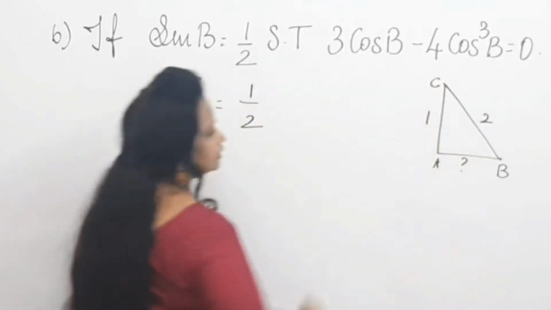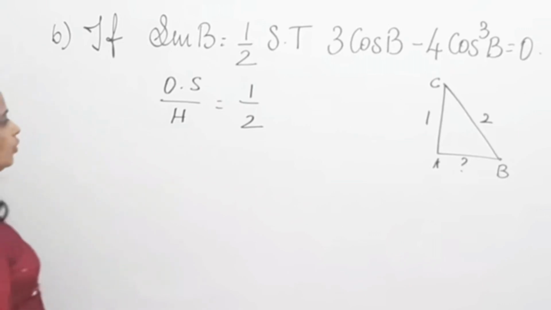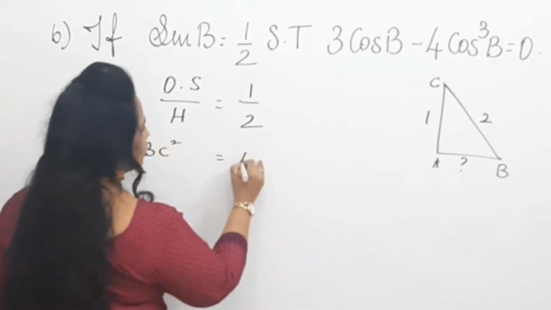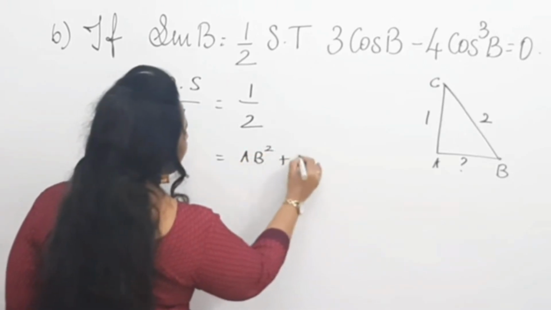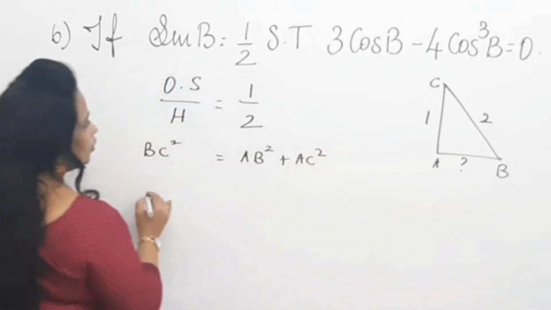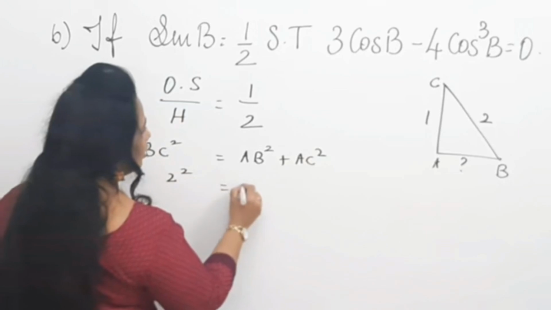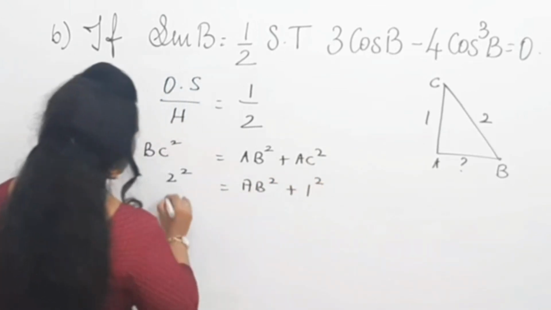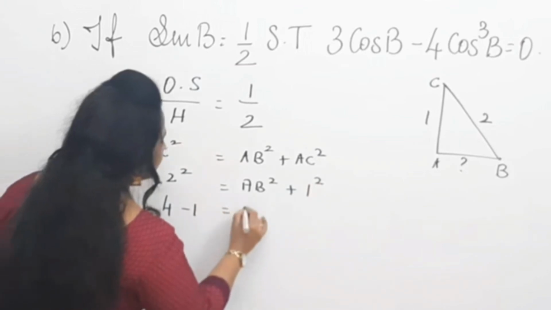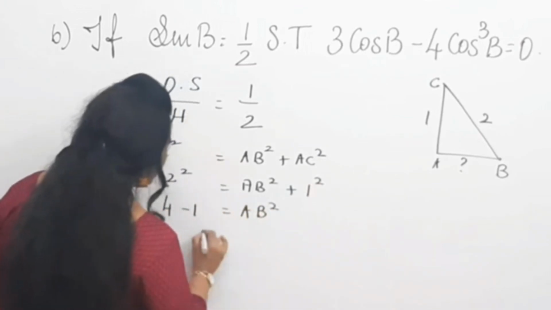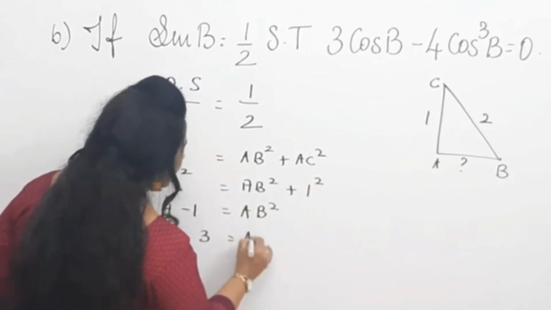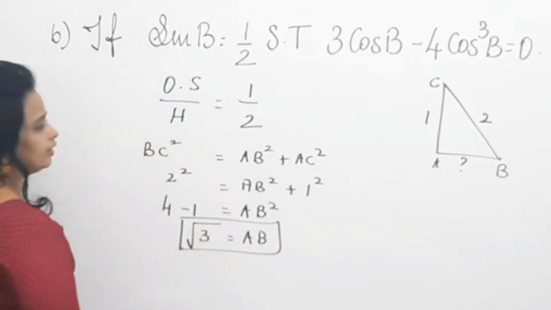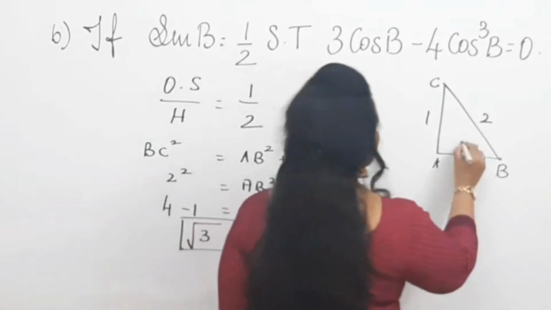And my question is, what is my AB? So I will go for my Pythagorean property. BC square is equal to AB square plus AC square. So BC square is 2 square, and AB square I do not know. AC square is 1 square. So 4 minus 1 is equal to AB square. So 3 is equal to AB square. So AB is equal to root 3. I got my AB as root 3.